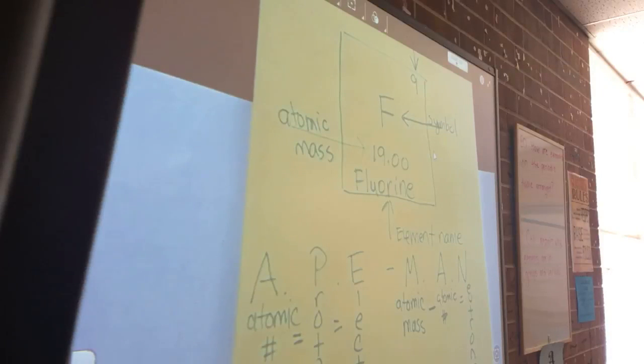Atomic mass, not atomic number. 20.18. Here's the deal. I want you to round to 20.2, so atomic mass is 20. Atomic number is 10. How many neutrons do I have? 10.